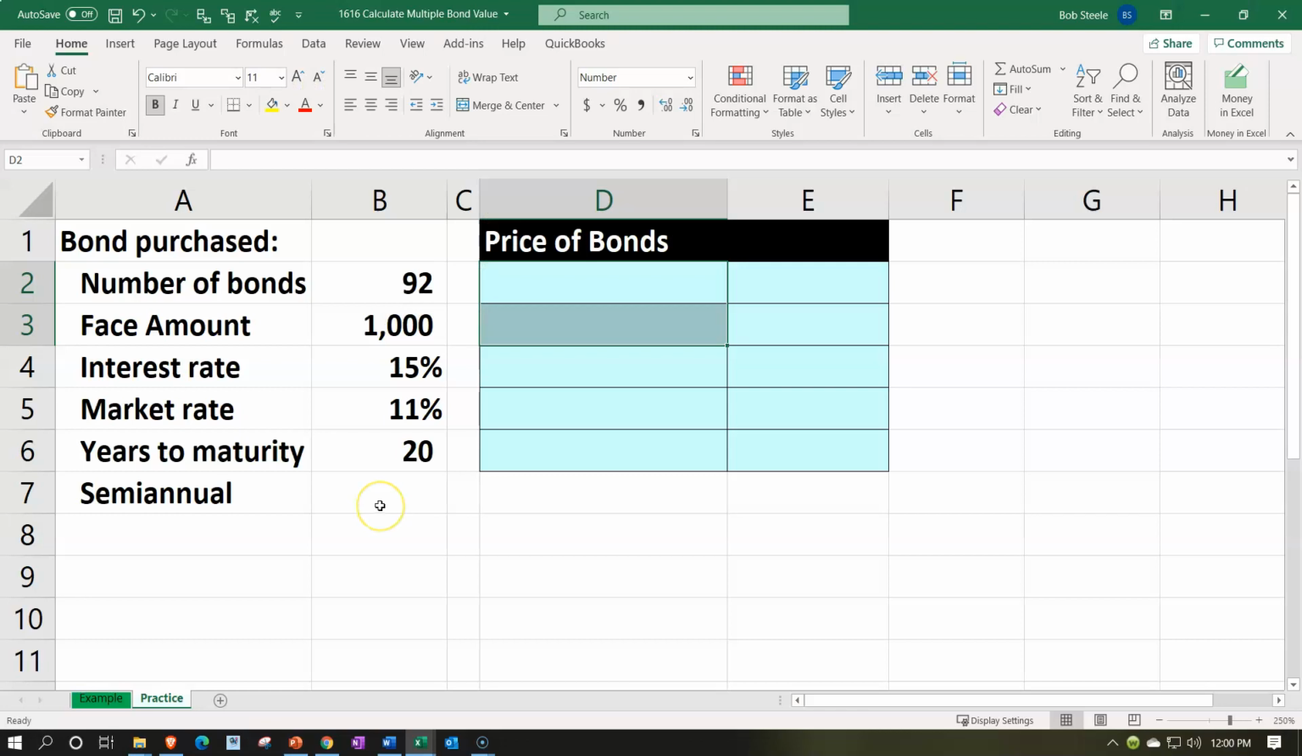Here we are in our Excel worksheet. If you have access to the Excel worksheet and would like to follow along, note that we are in the practice tab as opposed to the example tab, the example tab, in essence, being the answer key. Information on the left-hand side, we're going to populate into the blue area on the right-hand side, calculating the bond price. The different thing here being that we now have multiple bonds. So that's going to be the added component.